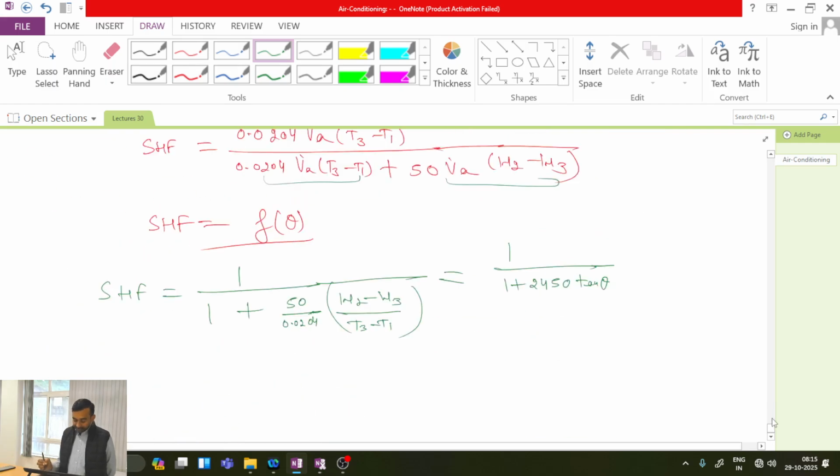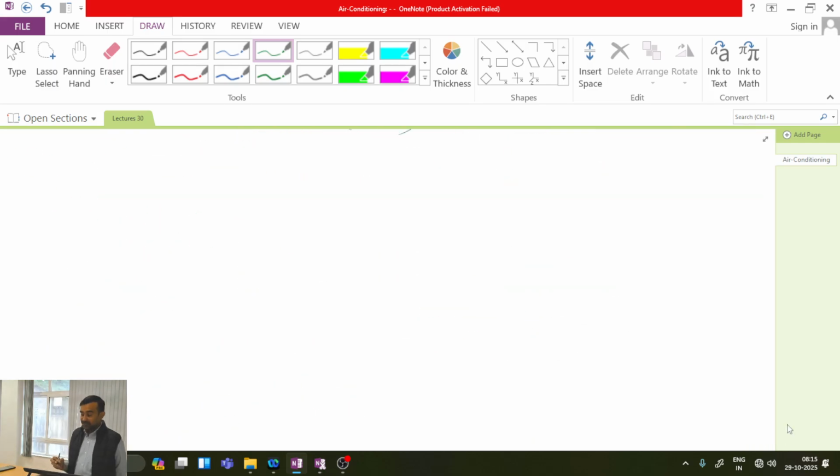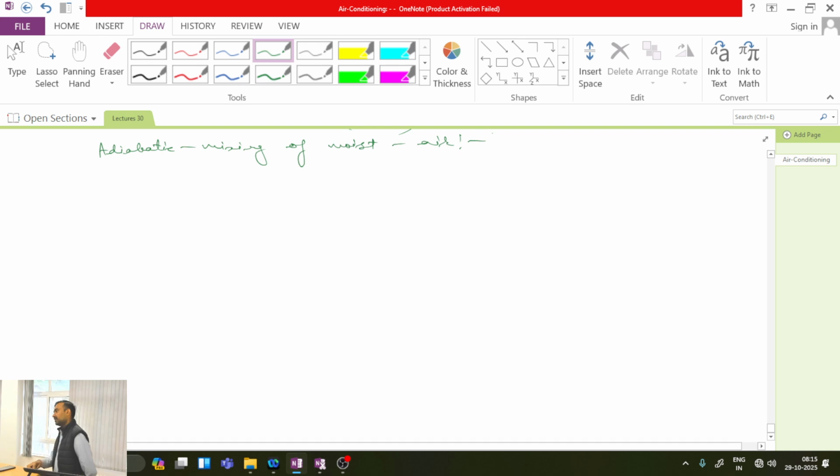Okay. After this, let's now talk about one simple process, which is adiabatic mixing of moist air. Why is it important to study adiabatic mixing of moist air? You tell me. See, this is the room. Okay. So in this room, I am doing the processing of the air. What will happen? If I just keep on circulating this air only, after some time this air quality will not be breathable. Okay. So what I need to do is control the quality of air.